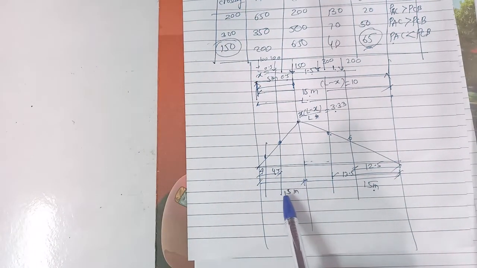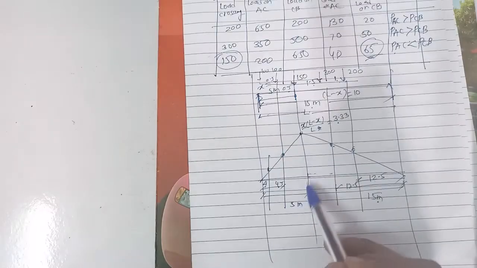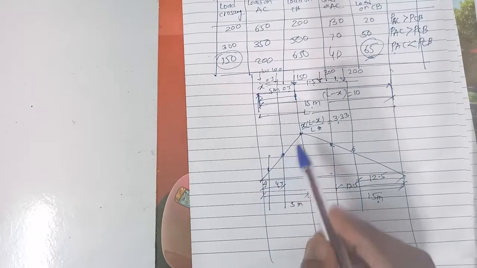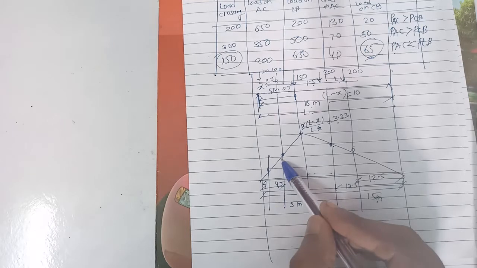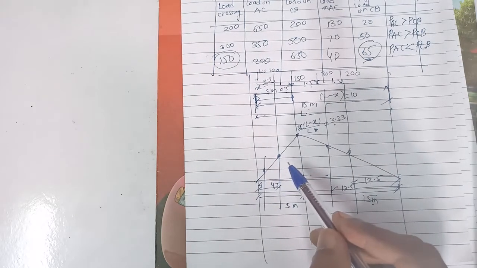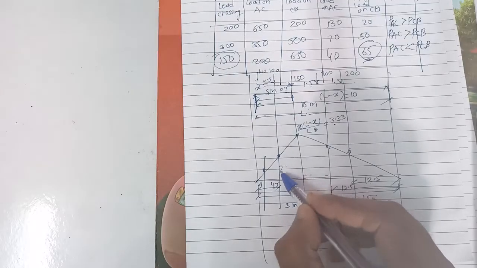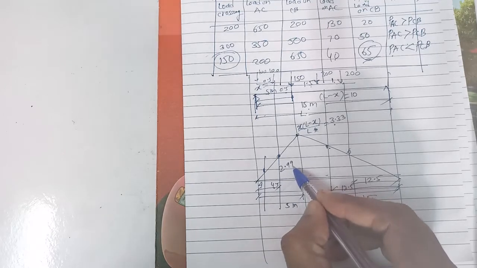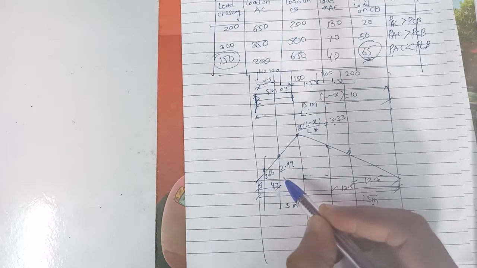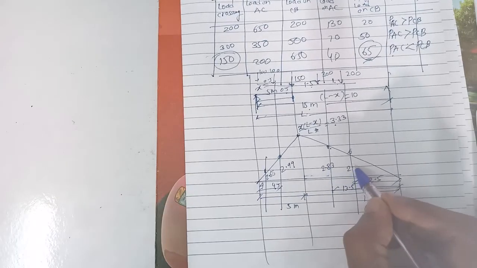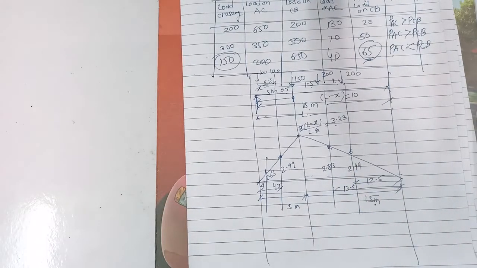So first of all we have to calculate the base distance, and then by similarity of triangles we can calculate the vertical distance here. By similarity of triangles we calculate it as 2.99 here, this is 2.66 here, this is 2.83 here, and this is 2.49 here. These are the values we can calculate by using the similarity of triangles.